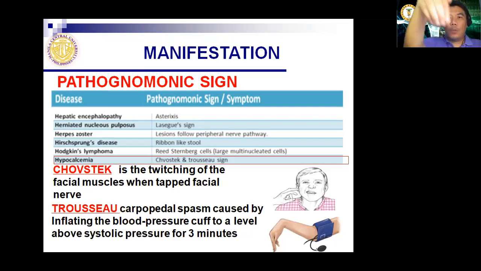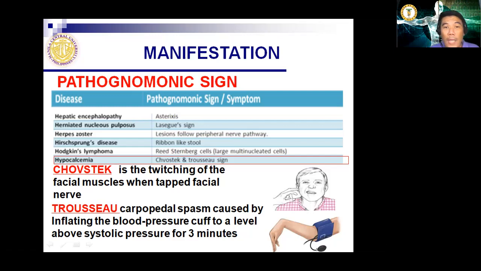For Trousseau sign, it's carpopedal spasm. It will cause the spasm. What you will do is apply the blood pressure cuff, the sphygmomanometer cuff. Then inflate it to above the systolic pressure for 3 minutes. If it manifests, it causes this spasm in this structure, that is Trousseau sign. And that is an indication of lower calcium.